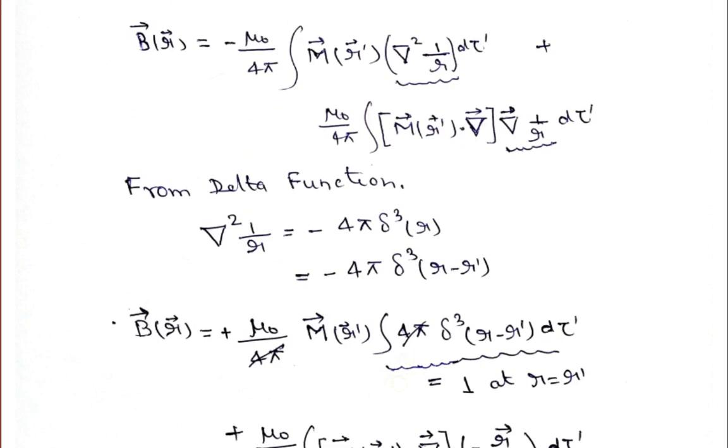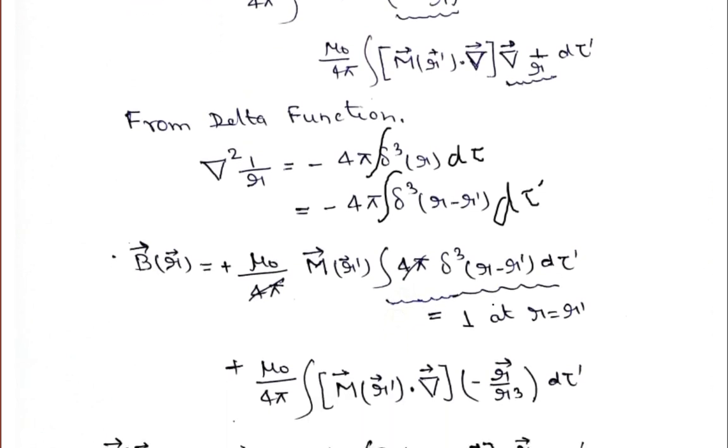So here that should be an integral. Integral d tau prime. Now if you write here, that will be d tau prime.